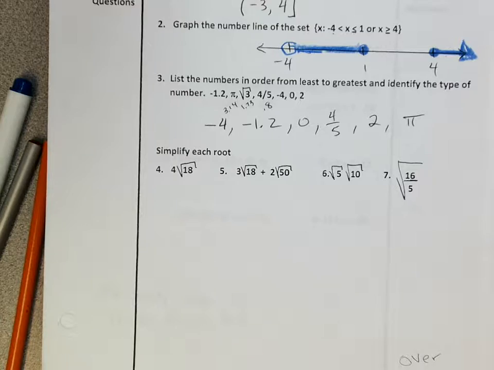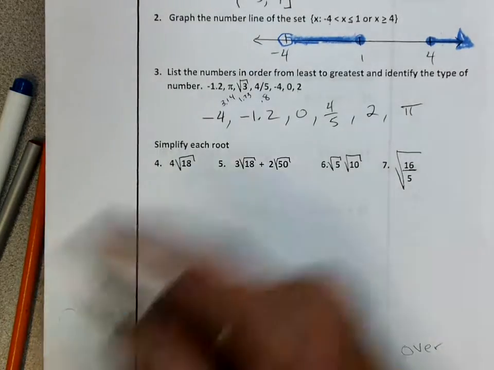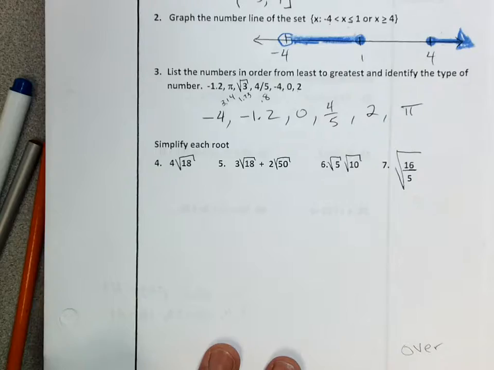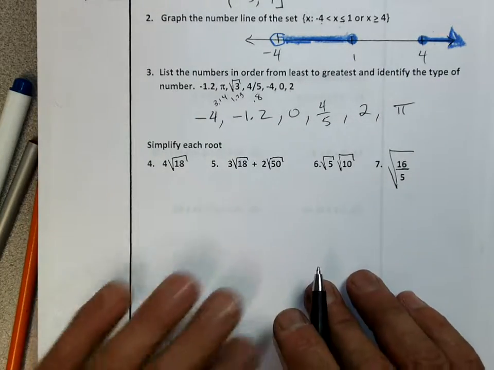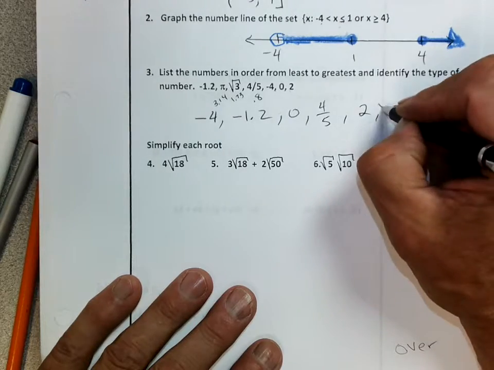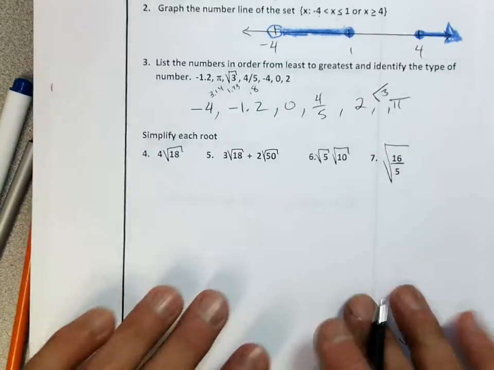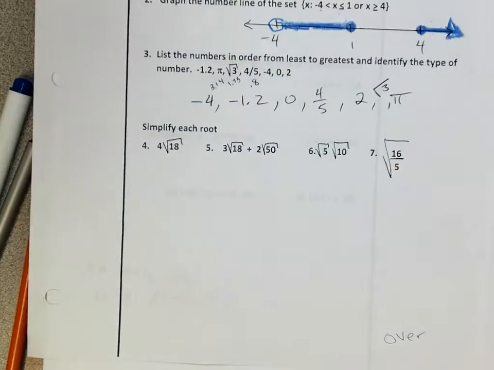Let's list them. Okay. So -4 is an integer, most specifically. Oh, I did forget the square root of 3. That's got to go right there. Square root of 3, comma, infinity. Thank you. See how easy it is to make mistakes.